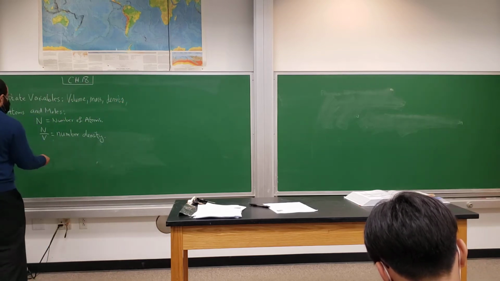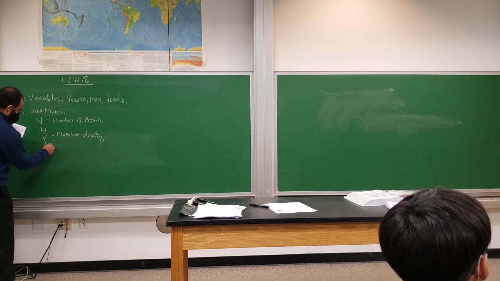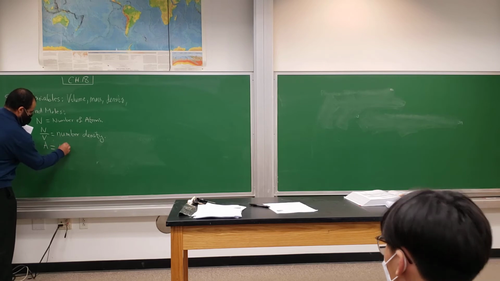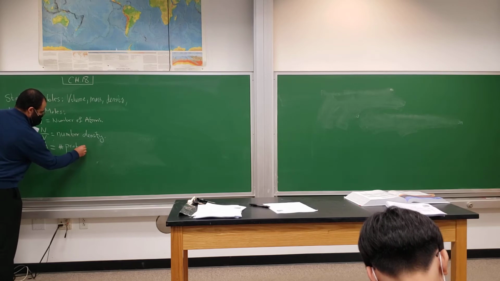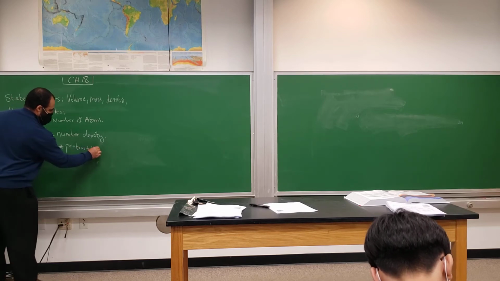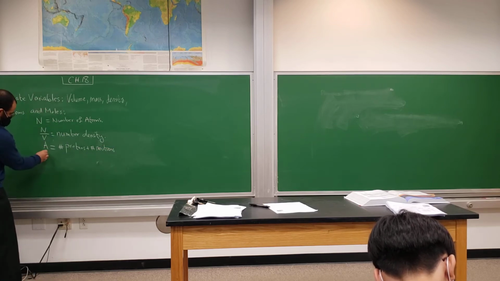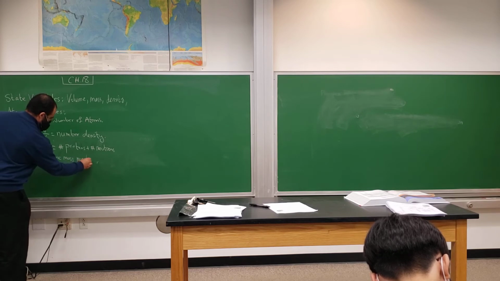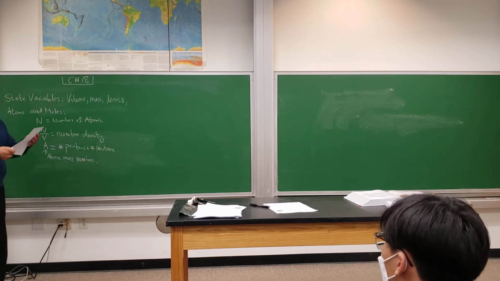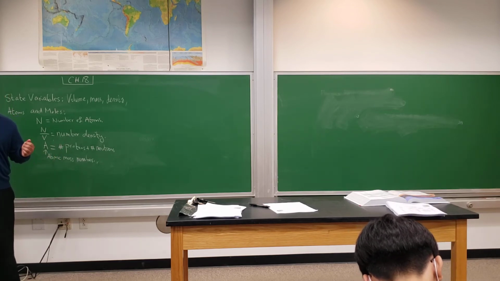So let me write it down. Capital A is the number of protons plus the number of neutrons, and it's given the symbol A, the atomic mass number. And then you have the atomic mass, which is the mass of one atom.